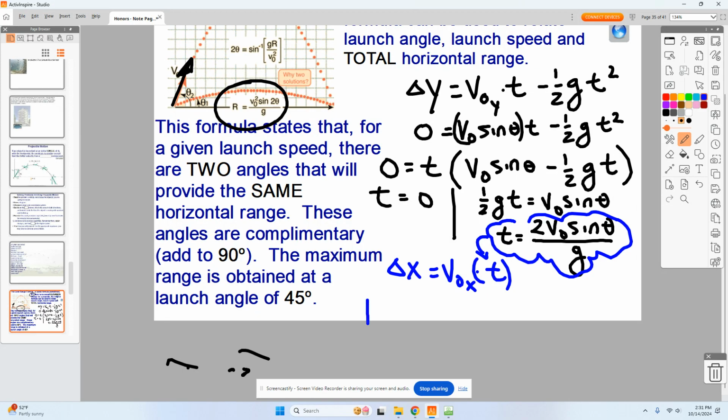Instead of delta x, I'm going to write it as r. R has a special meaning here. R, in this case, means range when there's no elevation change. So instead of delta x it is r. V naught x, well, if this v naught y was v naught sine theta, this would be v naught multiplied by the cosine of theta. And instead of that value for t, I'm going to write this.